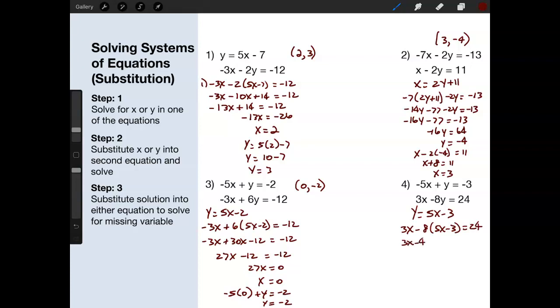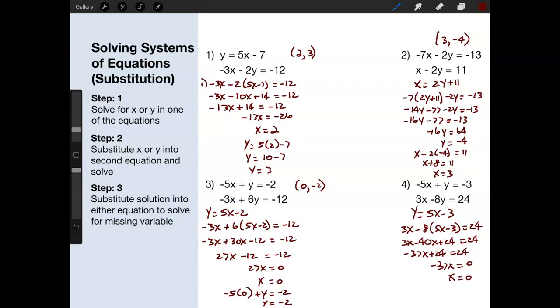3x minus 40x plus 24 equals negative 24. Combine like terms, we have negative 37x plus 24 is equal to negative 24. Subtract 24 from both sides, we have negative 37x is equal to 0. And divide by negative 37, we have x is equal to 0.